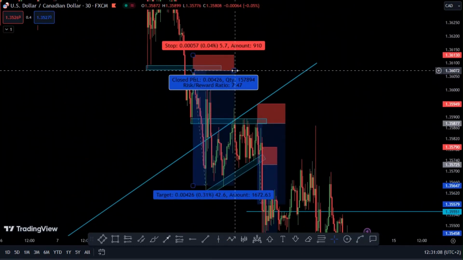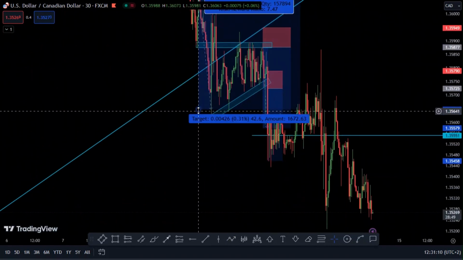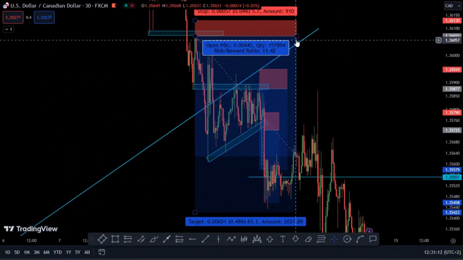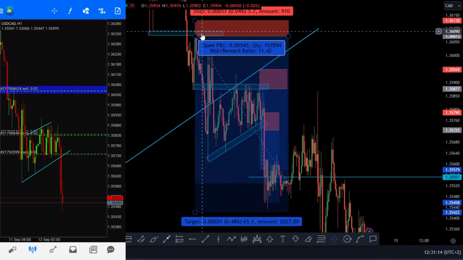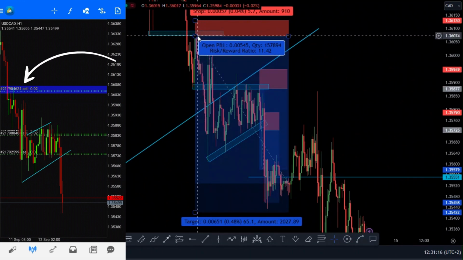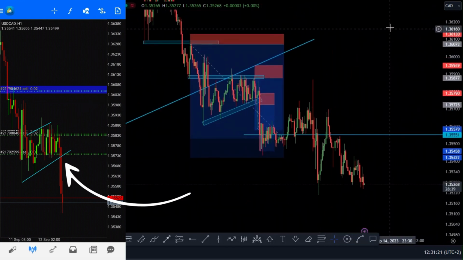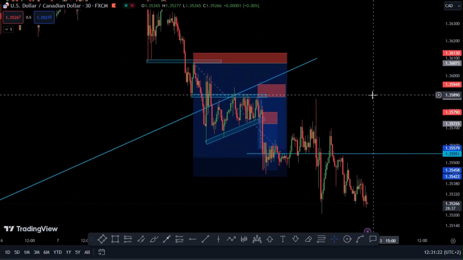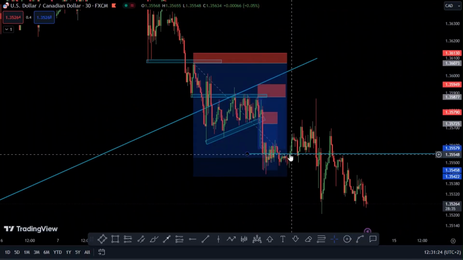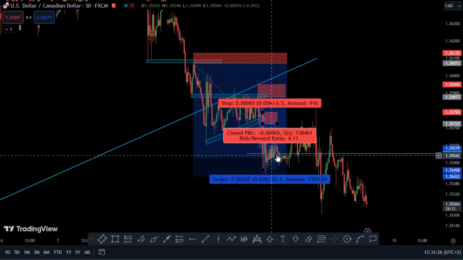At this point I was holding so many trades, because I remember I entered trades here, here, and also here, and I was holding all of them. And then I closed somewhere at this area.